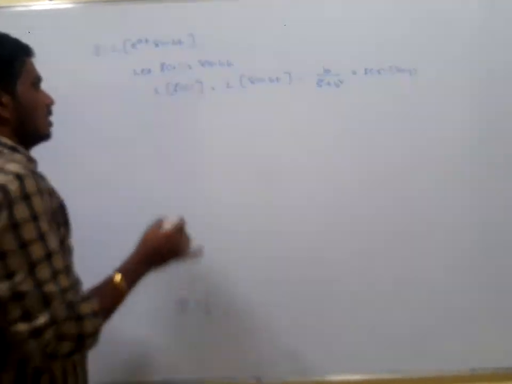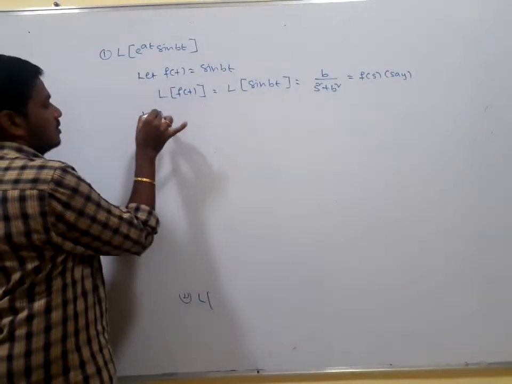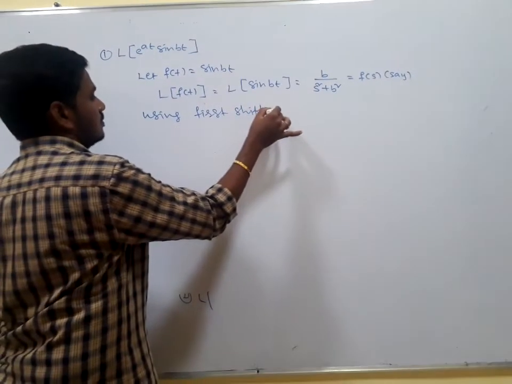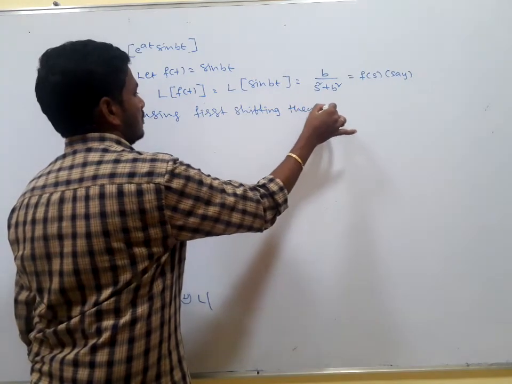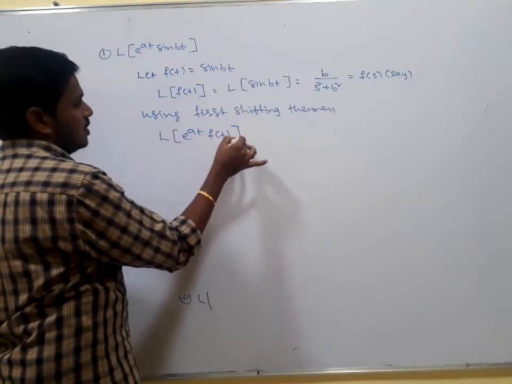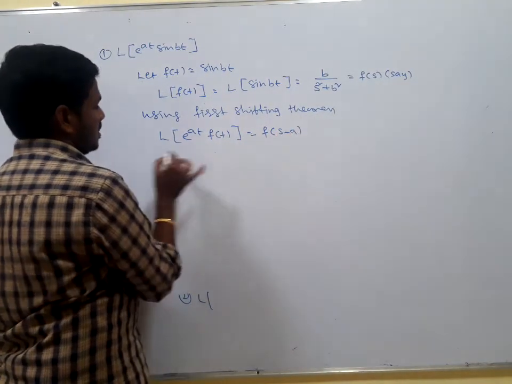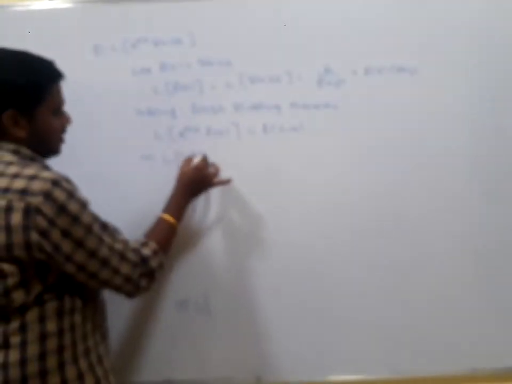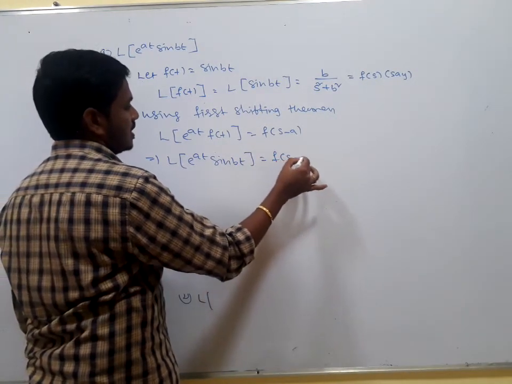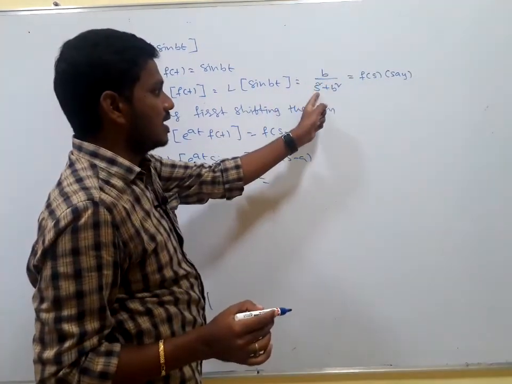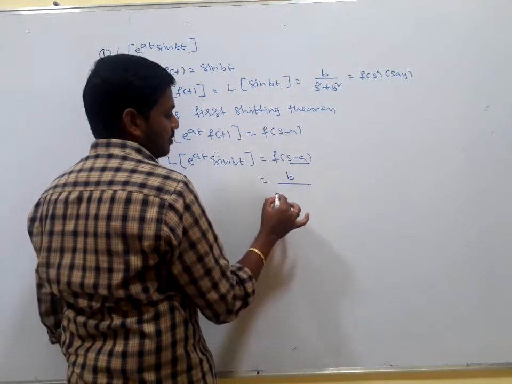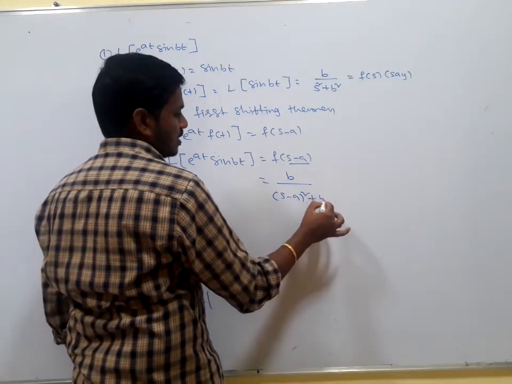Now, using the first shifting theorem, the Laplace transform of e to the power of at into f of t is equal to F of s minus a. So that implies the Laplace transform of e to the power of at into sin bt is equal to F of s minus a. But F of s is equal to b divided by s square plus b square. S is replaced by what? S minus a. So it is b divided by s minus a whole square plus b square.